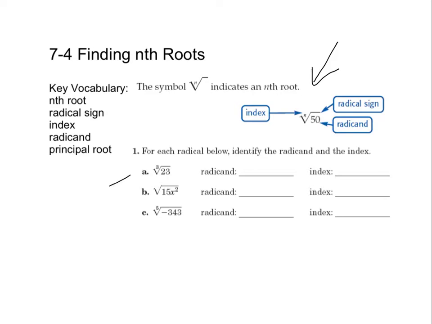So in example A, the radicand is the thing underneath the radical sign. That's 23, and the index is 3. Make sure you can check the rest of these. Be sure also that you note that the radicand is negative 343 and include that negative sign, and the index is 5.